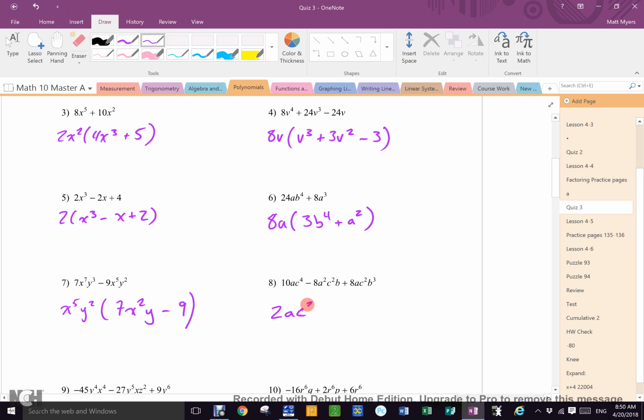c squared. And you're going to have 5ac squared. No, there's no a. 5c squared minus 4ab plus 4b cubed.